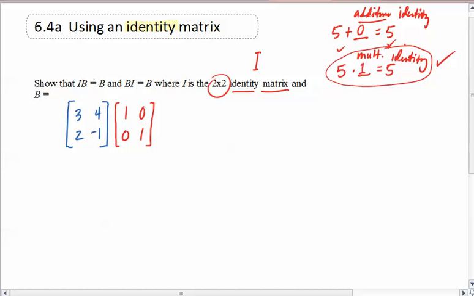So let's take a look. They want us to show that IB is equal to B. Let me move that to the other side, because when they give us directions to multiply using matrices, we don't have a right to move it around. So I'm going to do this one first.